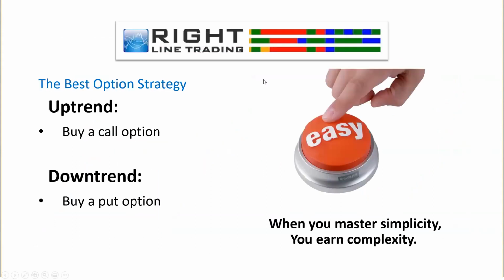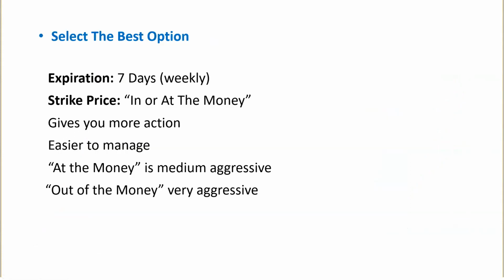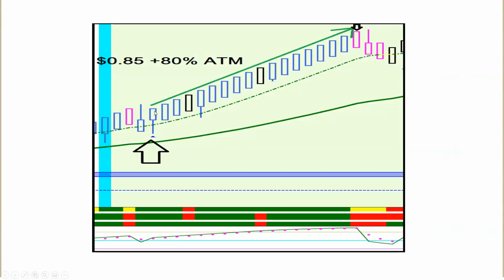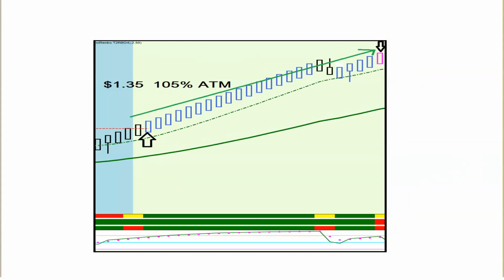So putting it all together, we're not going to do complex option strategies. We're going to do simple. Later on, we're going to do complex. When we start off, we're simply going to buy an at the money or in the money call on an entry that's called by the 3-line and the oscillator, and up we go. At the money, 80%. At the money, 105% on a $1.35.